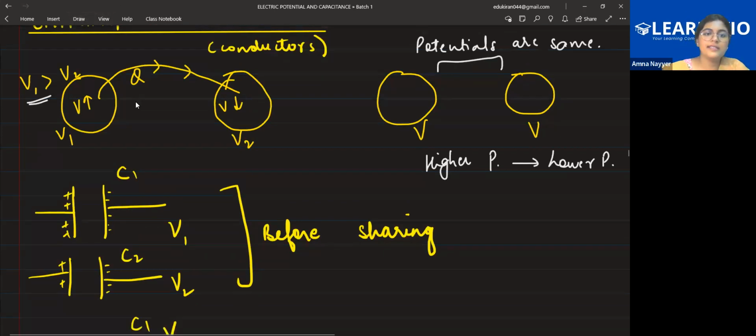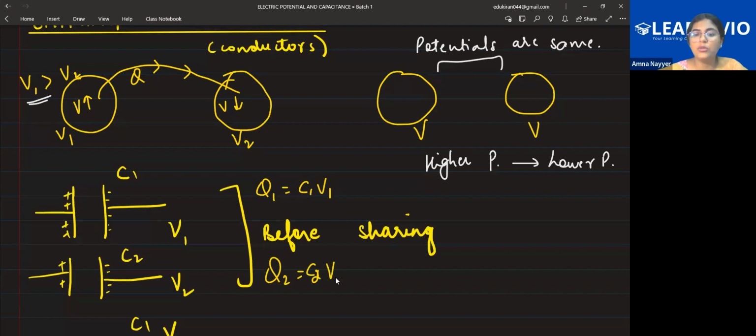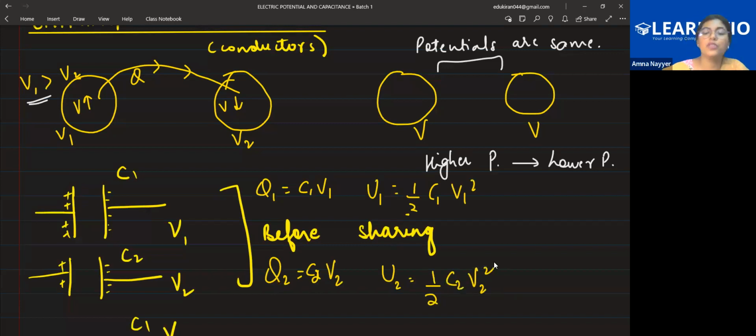Now let's see the cases. These are the two capacitors which are present. C1 is the capacitance, V1 is the voltage. Again, C2 is the capacitor, V2 is the voltage. And this is the case before sharing of the capacitors has occurred. Now, how do we calculate the charges? Charge is simply C1 into V1. What is the charge in the second one? It is C2 into V2. What about the energy? Energy is half C1 V1 square, and here it is half C2 V2 square. This is the case before they are connected.